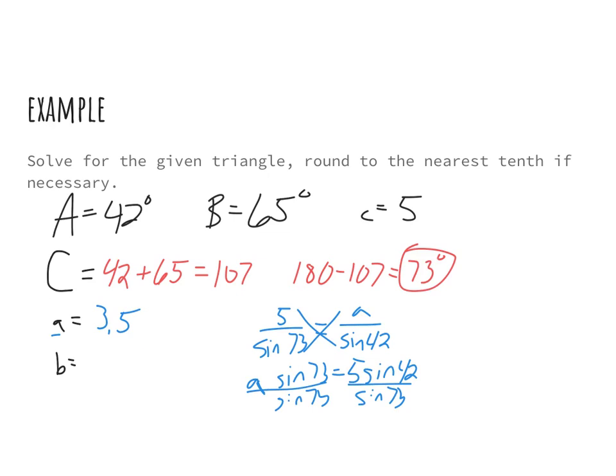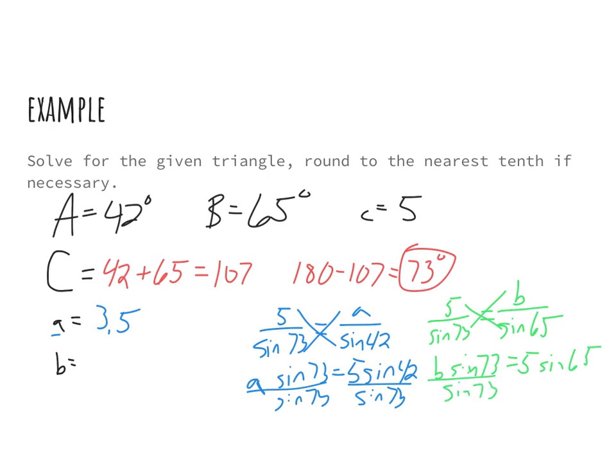Do the same thing for side B. We use the 5 over the sine of 73 and set that equal to side B over the sine of angle B, which is 65. Cross multiply: B sine of 73 is equal to 5 sine of 65. Divide both sides by the sine of 73. When we type this in, 5 sine of 65, close the parentheses, divided by sine of 73, I get an answer of 4.7. So there I have all three angles and all three sides.